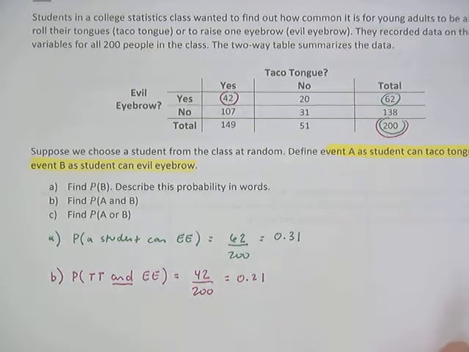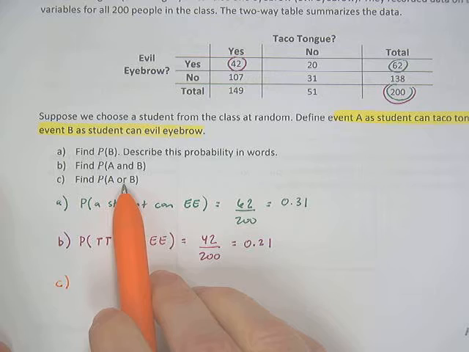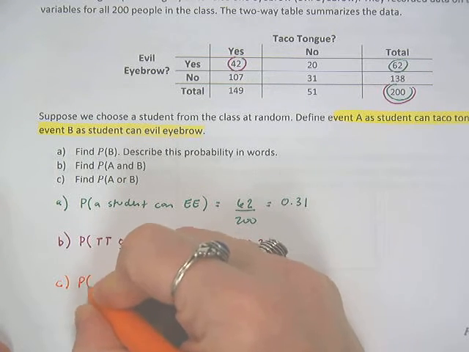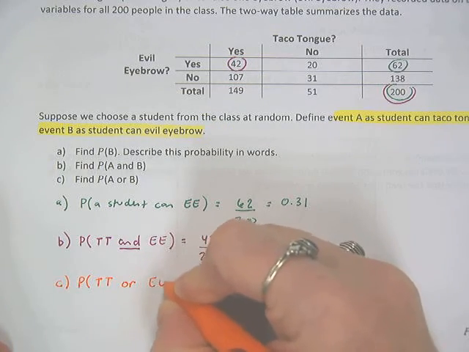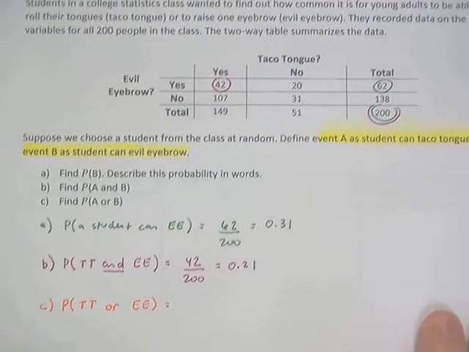And lastly, part C. They switched one little word there from "and" to "or," and let's see what kind of a difference that makes. So find the probability that a student can taco tongue or evil eyebrow. So we have to be really careful here. Let's look up in the table.